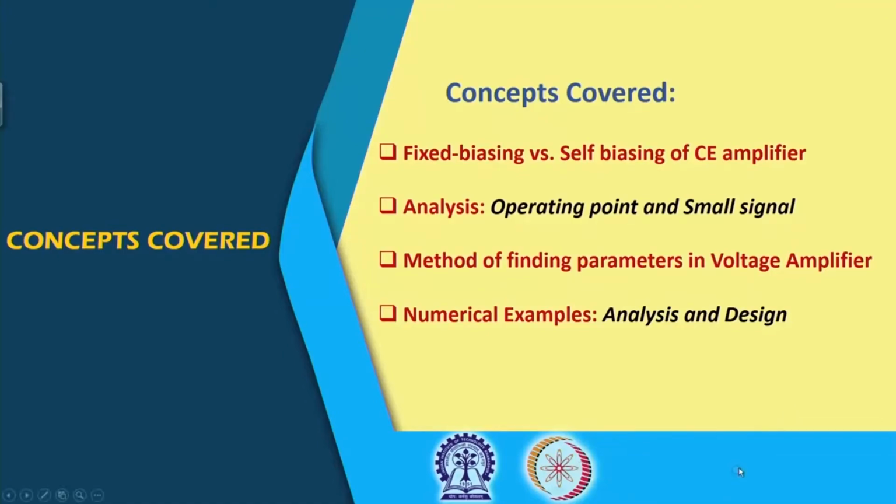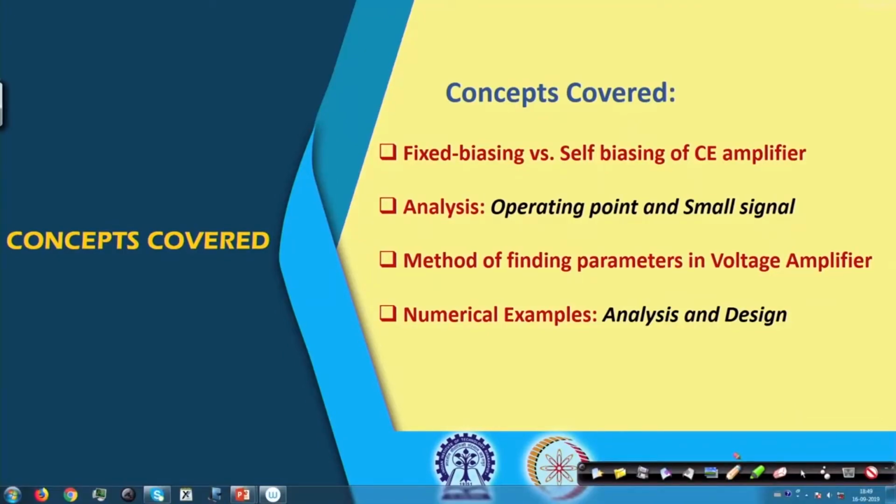In the previous class we discussed the CE amplifier with fixed bias, and today we will go into a little more detail on another kind of bias called self bias. In the previous discussion we already saw that fixed bias has a stability issue, particularly the operating point stability issue, which is resolved by self biasing. That is what we will be discussing in detail.